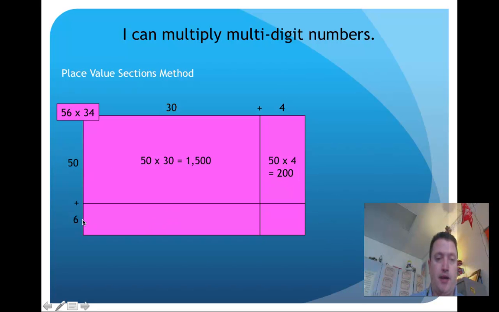Now I'm going to come down to this box. I'm going to do 6 times 30, which is 180. And I'm going to do this box here, which is going to be the two ones place, 6 times 4, which is 24. The next step is I have to add all of these up.